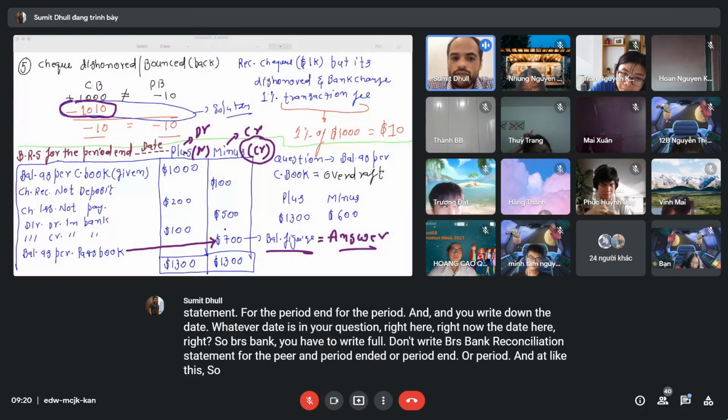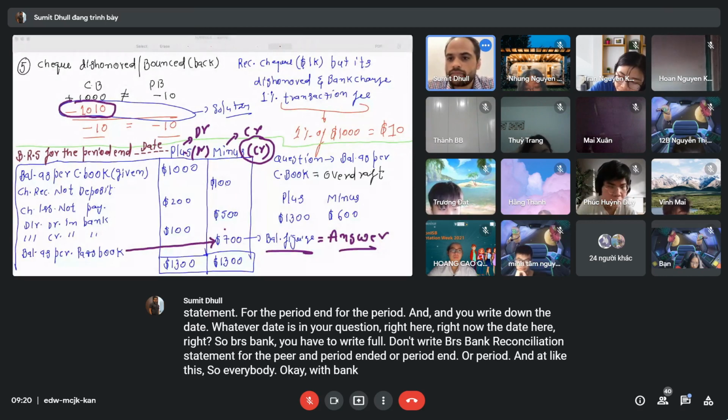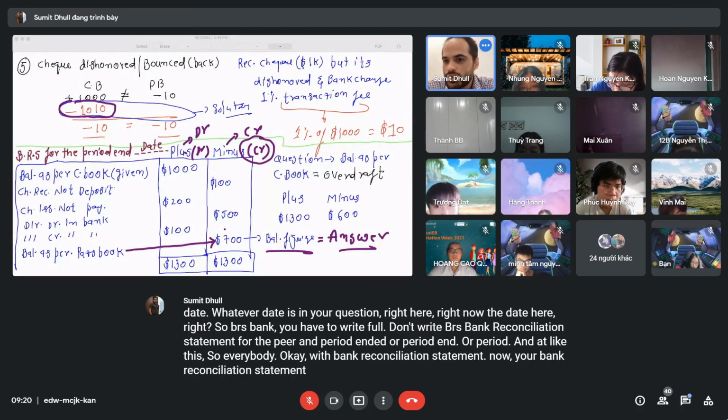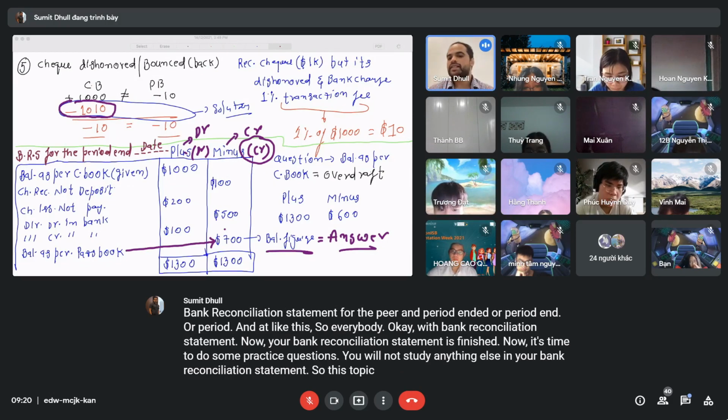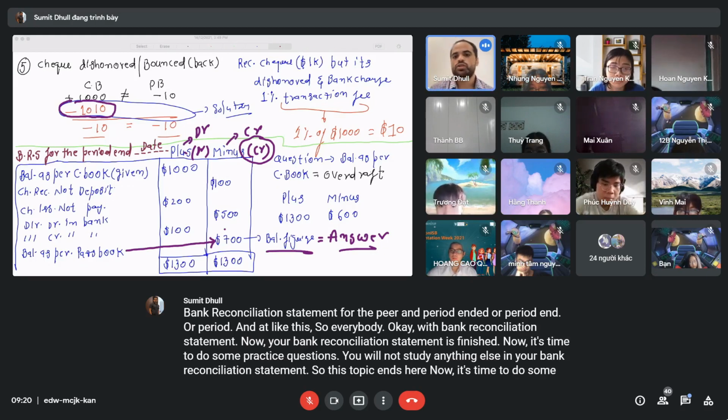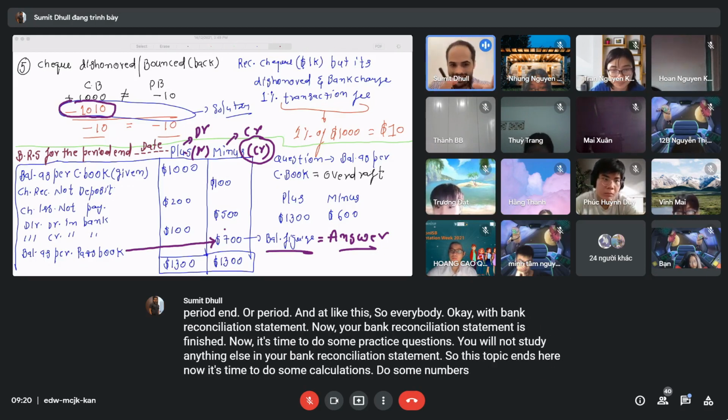So everybody okay with bank reconciliation statement? Now your bank reconciliation statement is finished. Now it's time to do some practice questions. You will not study anything else in your bank reconciliation statement. So this topic ends here. Now it's time to do some calculations, do some numbers, and your answer will be like this.